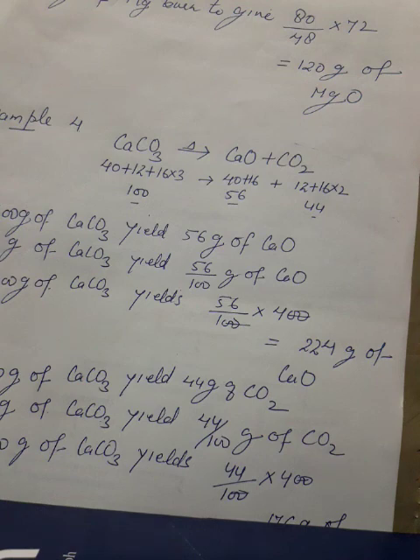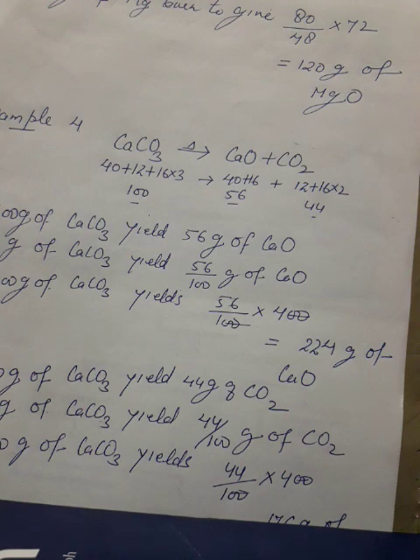So, here it is very simple; we will use only which method? Unitary method. First step, write the equation. Second, find the molecular mass. And then what will be the third step? Apply the unitary method. Now, in this numerical, we also have to calculate the mass of carbon dioxide produced at the same time. So, we will follow the same method.